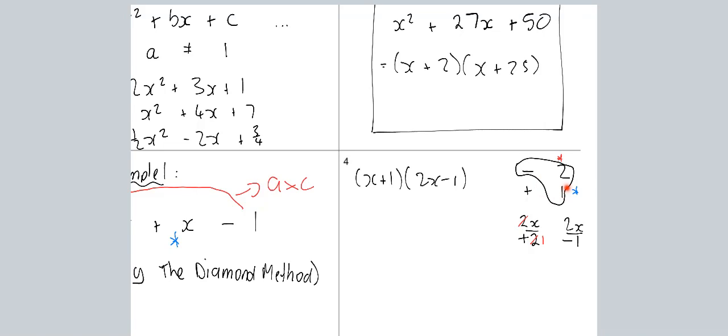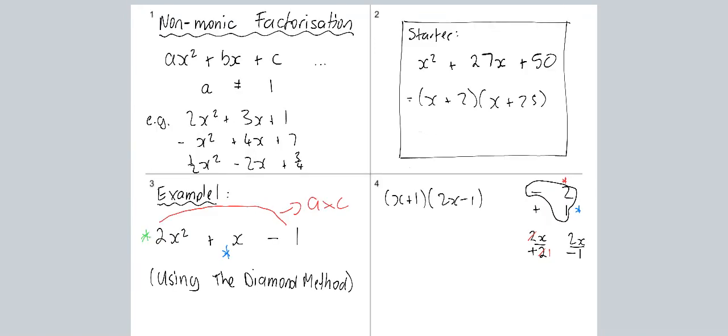This positive one here. If you have a look at the middle term, the coefficient, which is implied here, it's not written down, but it's plus 1x, right? So it's the value of b. Yeah, good question, thank you.